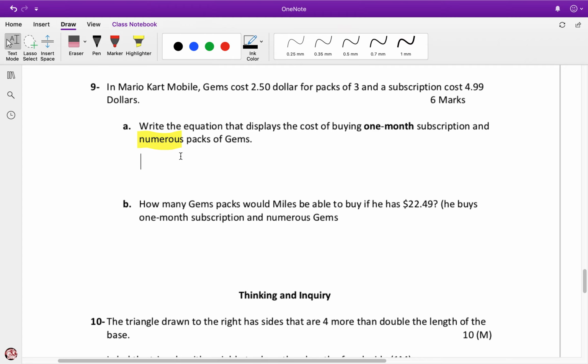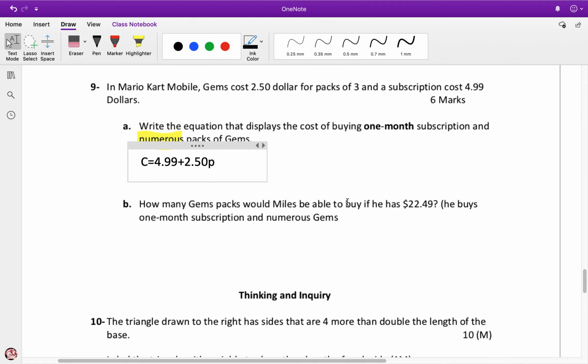So the cost is going to equal, well, we need a subscription first. So subscription is going to be $4.99 plus numerous packs. So 1 pack is $2.50, and we'll times it by P for packs. Therefore, we can just plug in any number of packs there we want and end up with a cost for the month. Now, some people went like this and added an S. And I said that was okay because then you could plug in 1 for subscription since I want 1 month, and then plus P for packs.